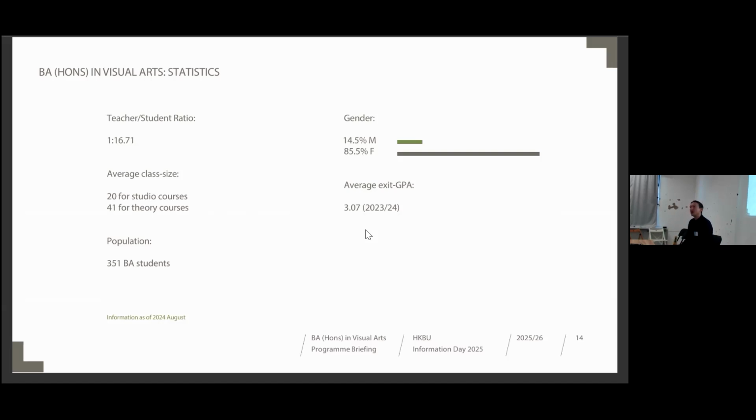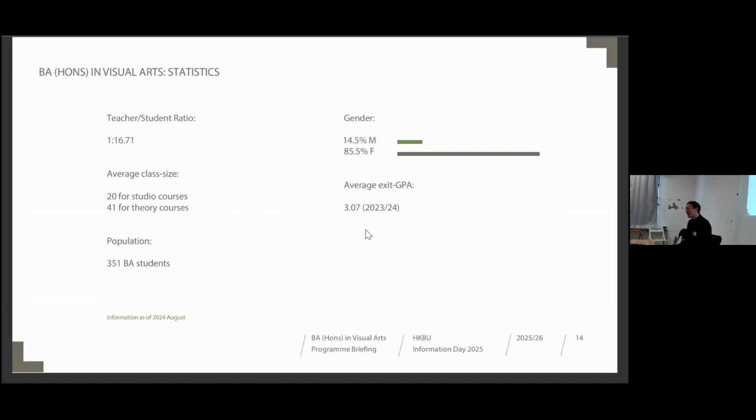So gender, as I mentioned before, the student mix is 15% male, 85% female. That's been typical since the program has been here. It's a cultural thing, we think. It's quite similar internationally. You will find mostly female in visual art programs in most countries around the world. For me, 85% is very high, but it's been that way since I came to Hong Kong. So I guess that's just the way it is.